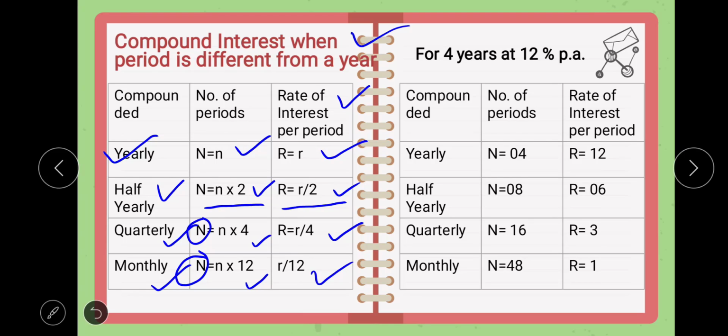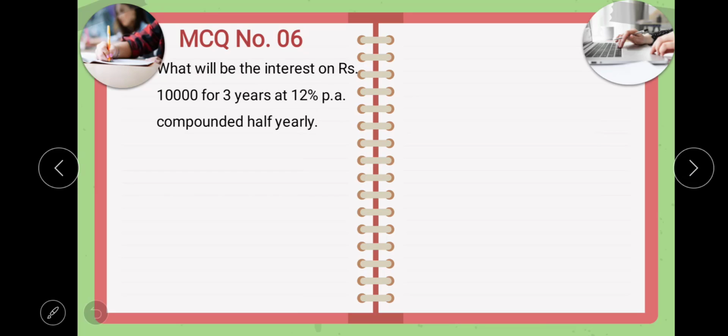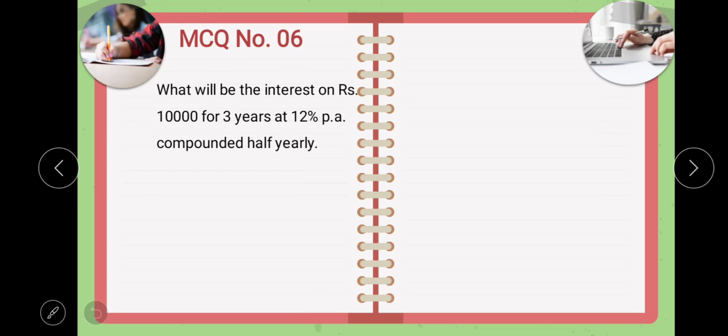Now the questions based on it. So multiple choice question number 6. What will be the interest on rupees 10,000 for 3 years at 12% per annum compounded half yearly? So this is the example on compound interest compounded half yearly, and the options are given here.